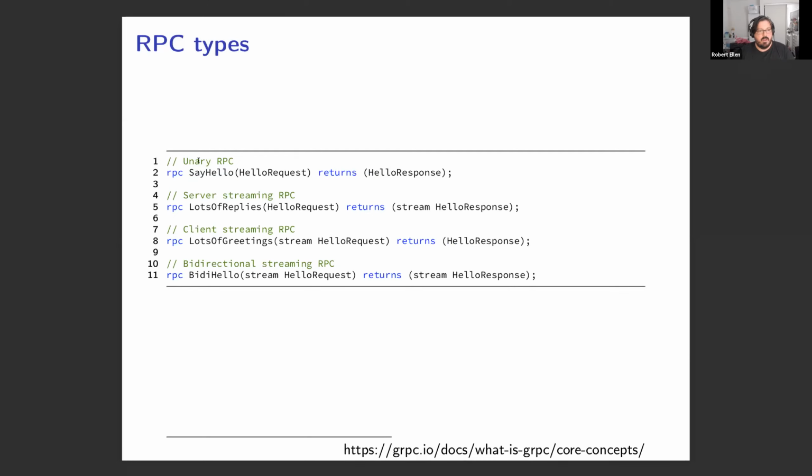As I alluded to earlier, there's not just simple request response like on line two here. There's also streaming. So in this case, a client can call this lots of replies method, and rather than just getting a single result, can get a stream of results potentially indefinitely. The reverse is also possible. The client can stream requests to the server, and then we can have full bi-directional streaming as well. So very much an asynchronous kind of setup, where we're streaming requests at the same time as we're streaming responses.